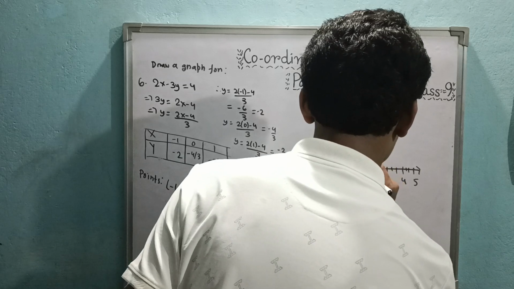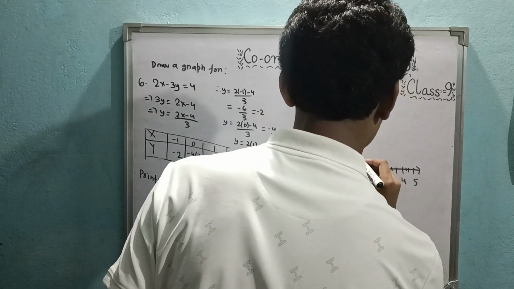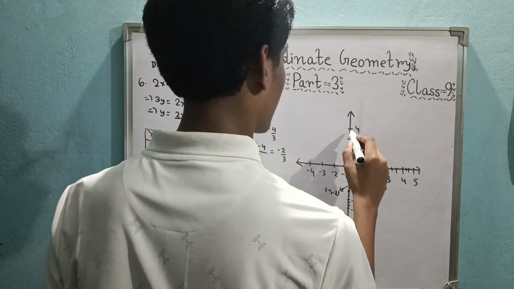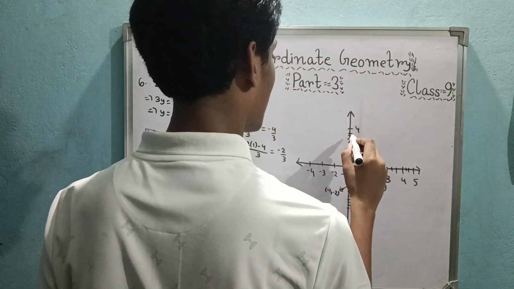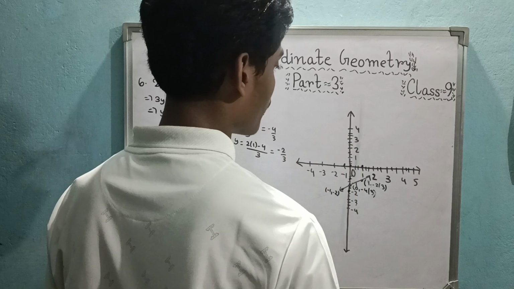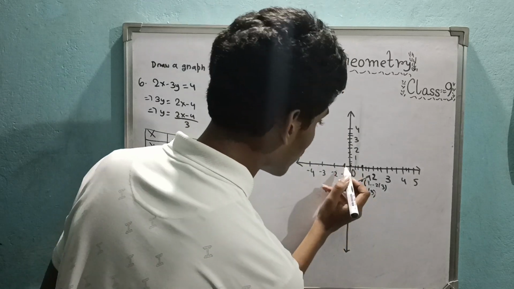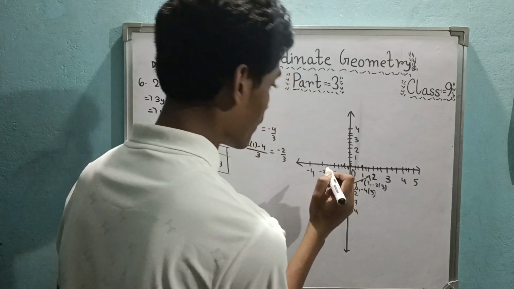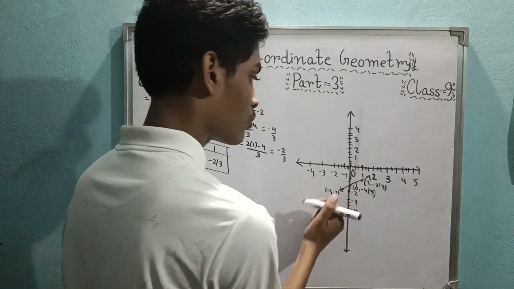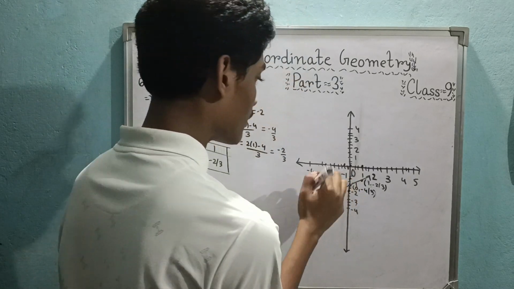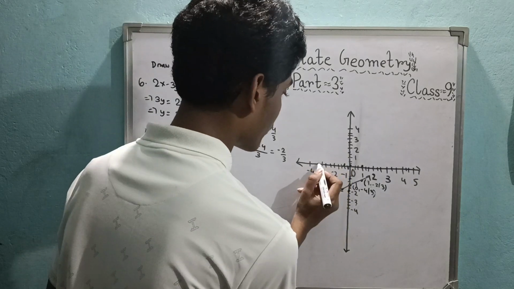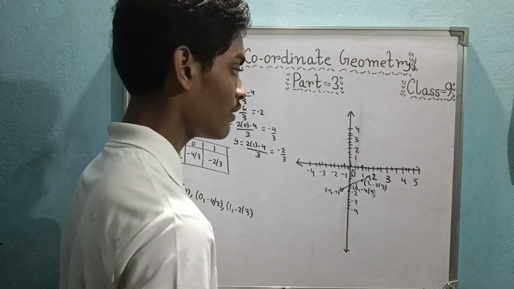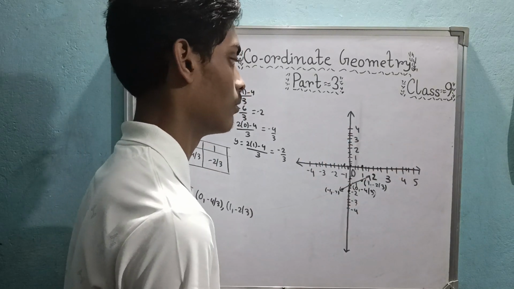You see. 1 by 3, 2 by 3, 3 by 3, 1. 4 by 3, 5 by 3, 6 by 3, 2. 7 by 3, 8 by 3, 9 by 3, 3. 10 by 3, 11 by 3, 12 by 3 is 4. And marked again. Here 0, minus 1 by 3, minus 2 by 3, minus 3 by 3 is minus 1. Minus 4 by 3, minus 5 by 3, minus 6 by 3 is minus 2. Minus 7 by 3, minus 8 by 3, minus 9 by 3 is minus 3. Minus 10 by 3, minus 11 by 3, minus 12 by 3 is minus 4. See, I have marked all the subdivisions now.